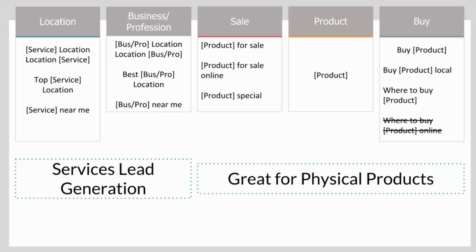Now, if you're doing physical products, we can do sale-based keywords. We can just have an ad group that just has the name of our product. And then we can also have a buy list where we're looking for people who are actively trying to buy the products that we offer. Now, something to note, the product ad group is the one that you would want to test last.